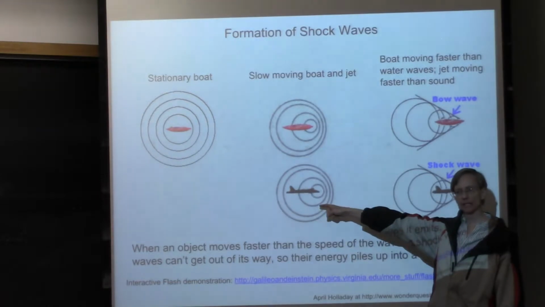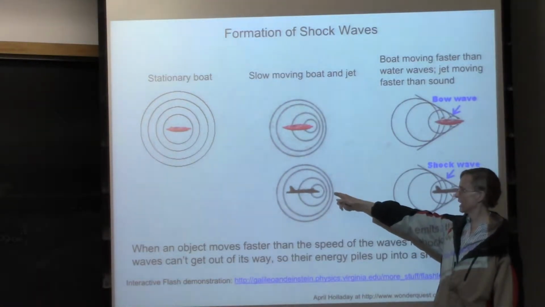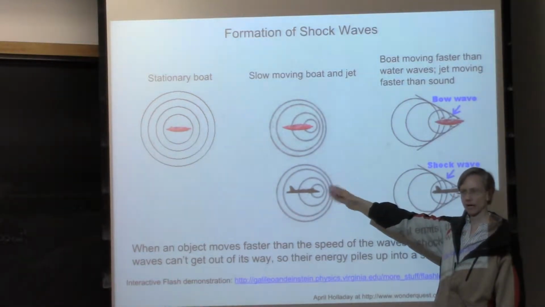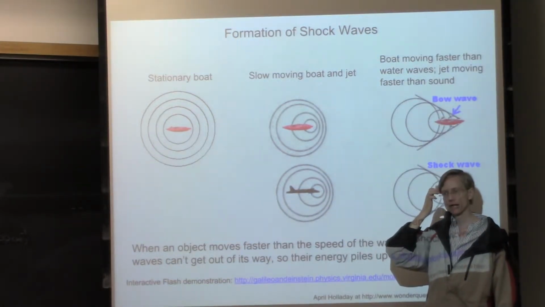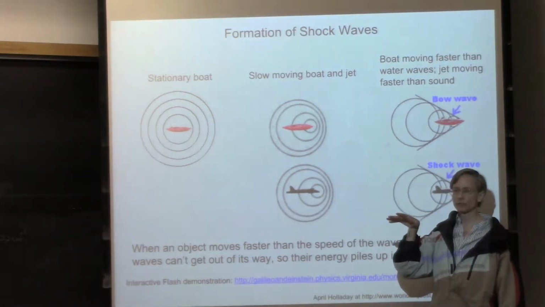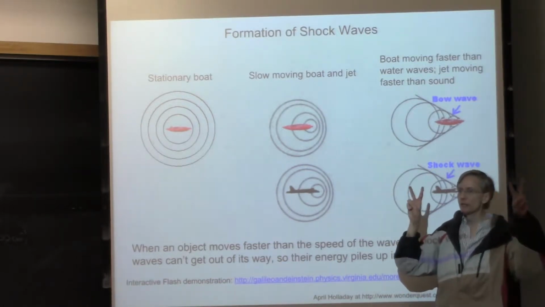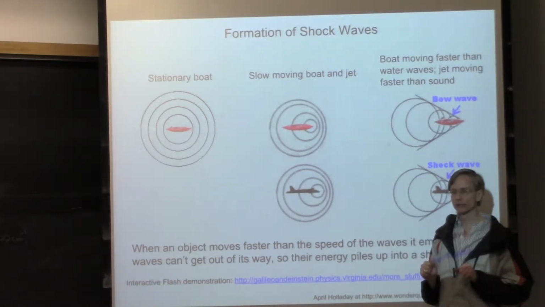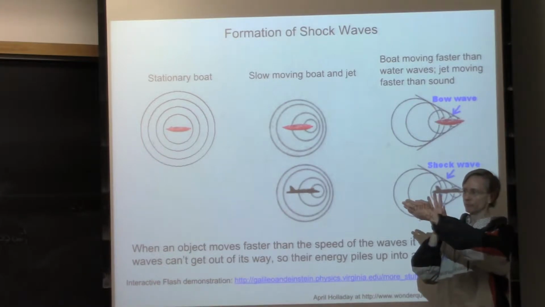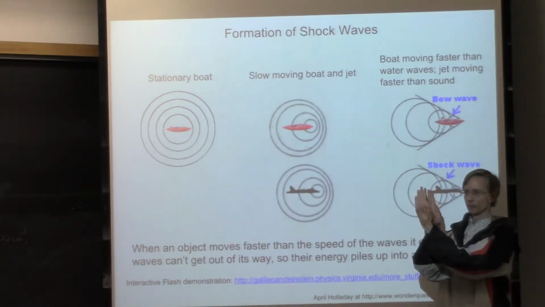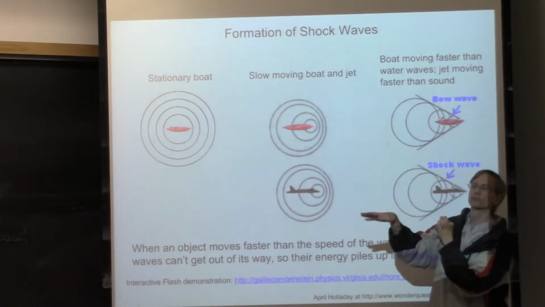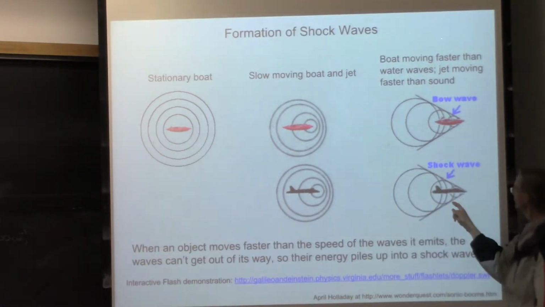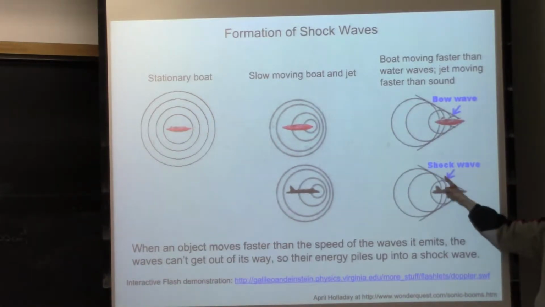If it's subsonic, then in front of the jet you've got shorter wavelength, higher frequency. Behind the jet, longer wavelength, lower frequency, just plain old Doppler effect. Get the jet moving faster and faster, and the sound waves have been built up more and more in front of it. When it crosses the sound barrier, it punches through that, and afterwards you get what's called a shock wave.